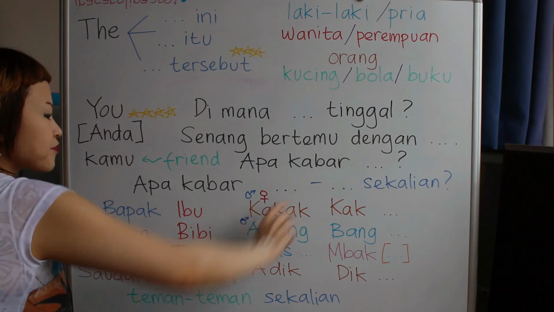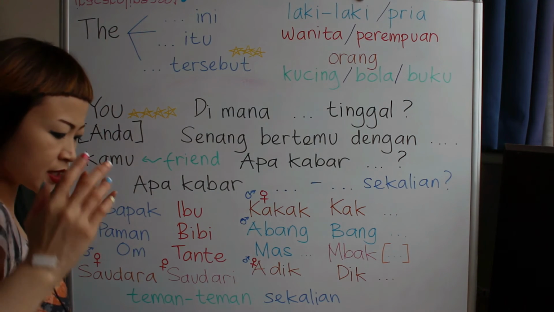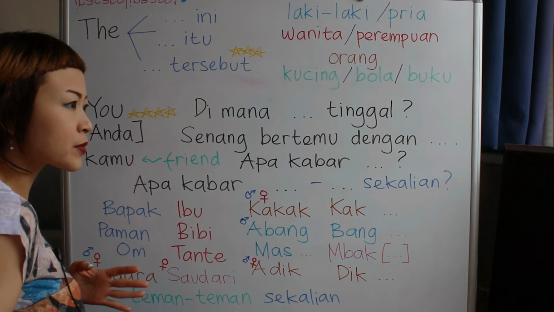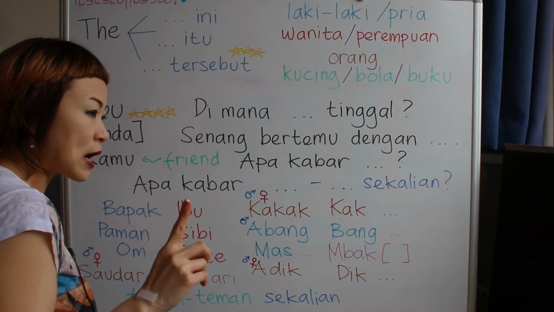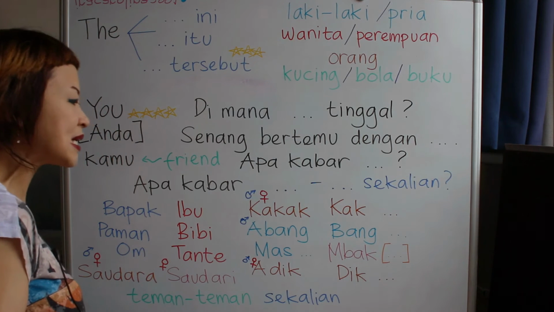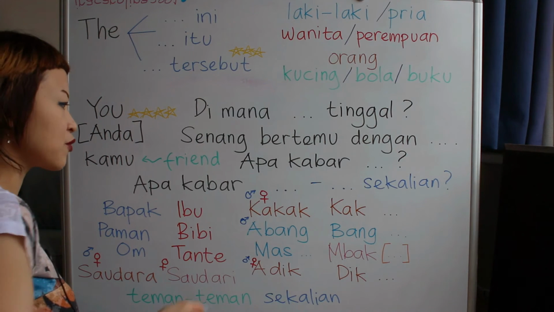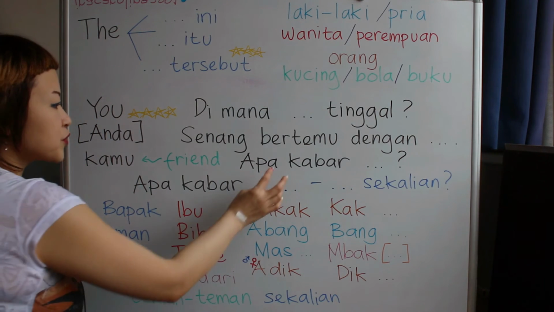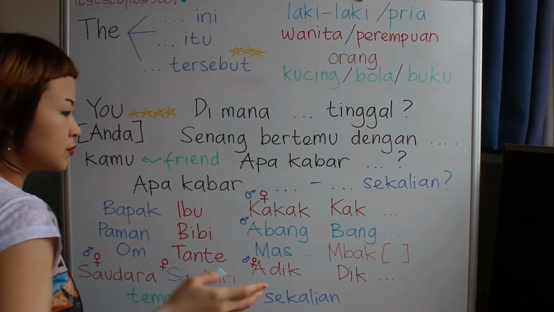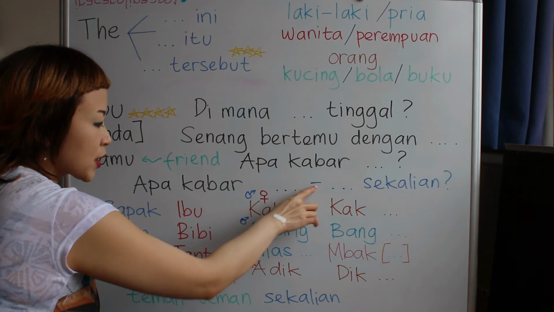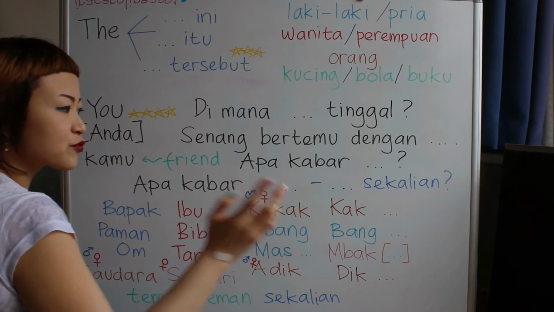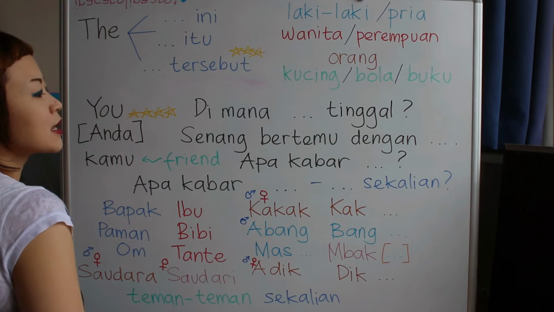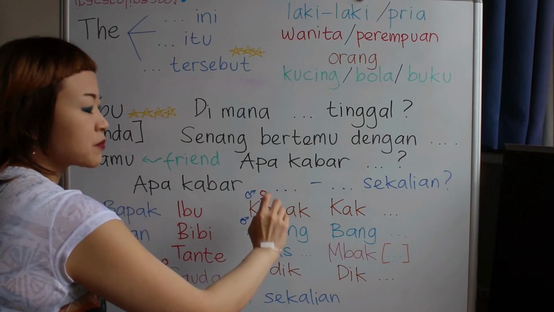And this one, if you are in a room and you have to say you, but the you is more than one, the you is plural. In Indonesian language, you cannot say it with only one. If the you is plural, you have to repeat the you, and then don't forget to put a stripe here. And then you have to put the sekalian.